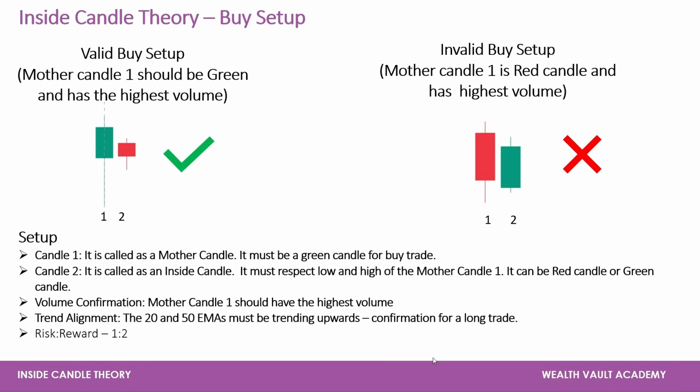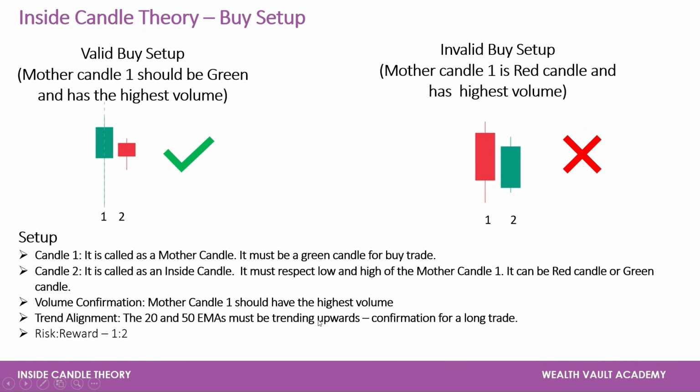First, we will see the rules for the buy setup. Mother candle 1 should be a green candle and has the highest volume. Then the second rule is the inside candle should respect the high and low of the mother candle. It is okay if it is red or green, no worries. It is perfectly fine no matter what color the inside candle has.